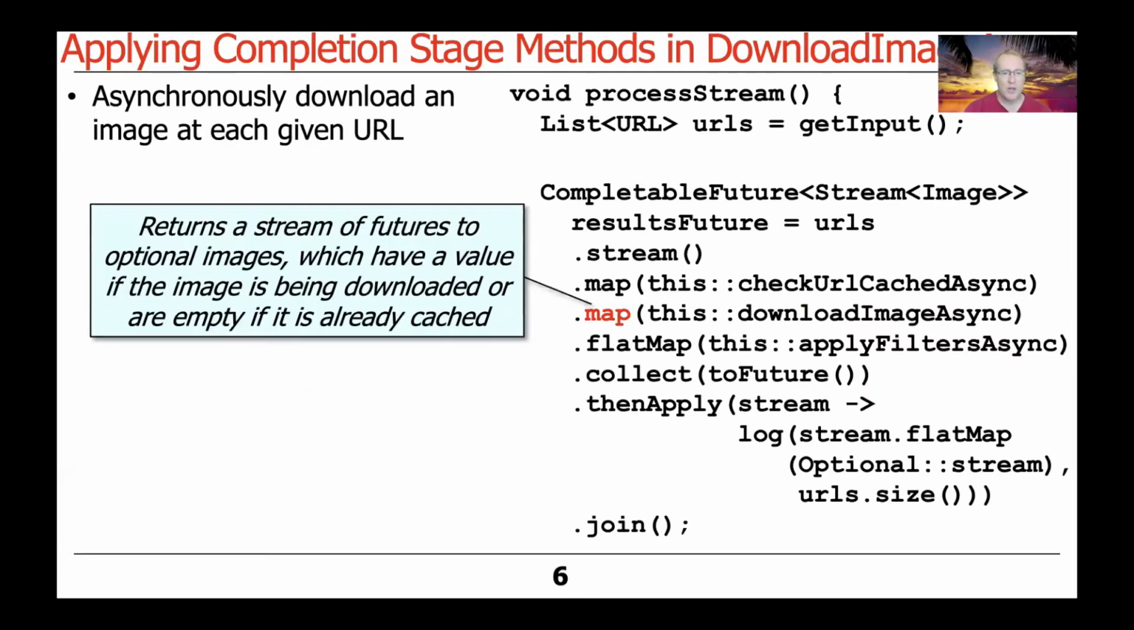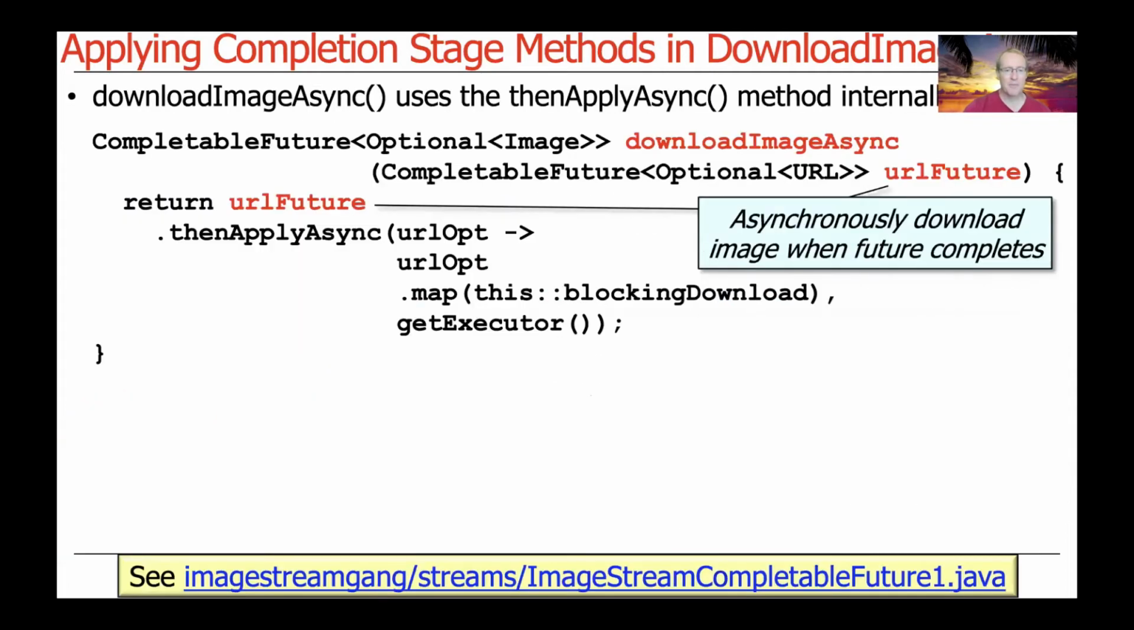So this particular use of map returns a stream of completable futures to optional images. And if the image is in the process of being downloaded, then it'll have a value. If the image has already been cached earlier, then the image will be empty and therefore will be ignored by these later phases in the pipeline.